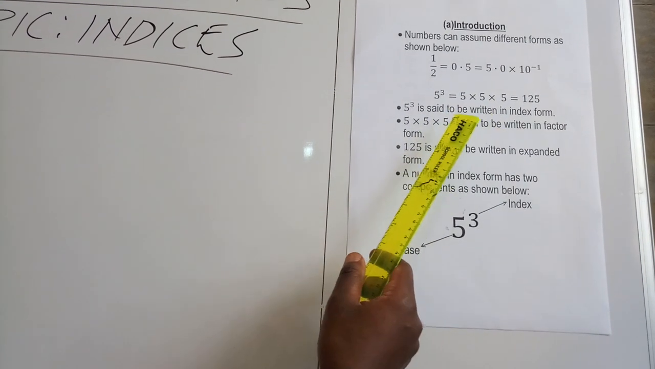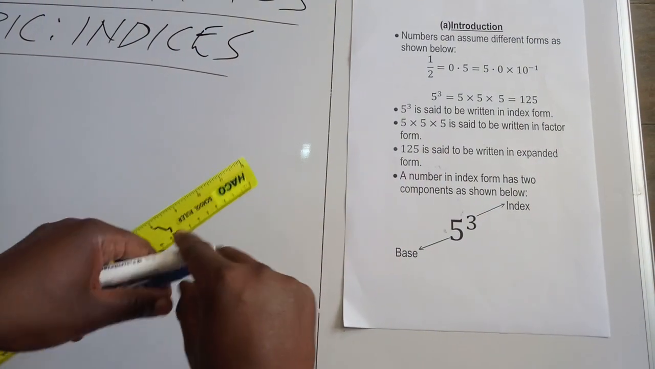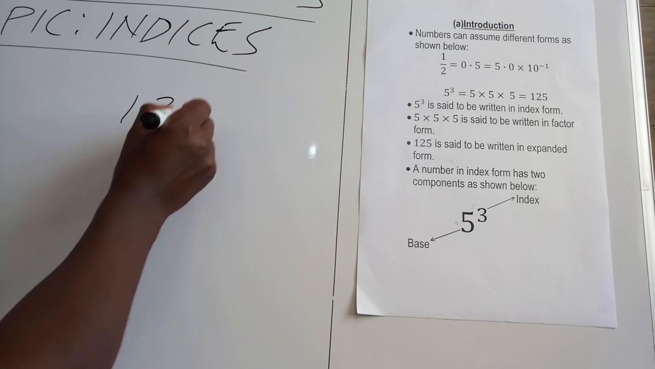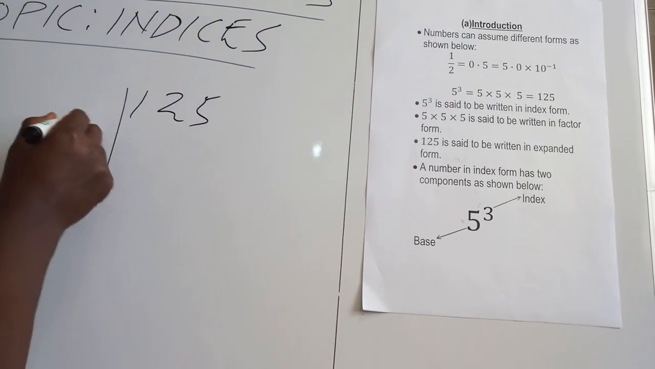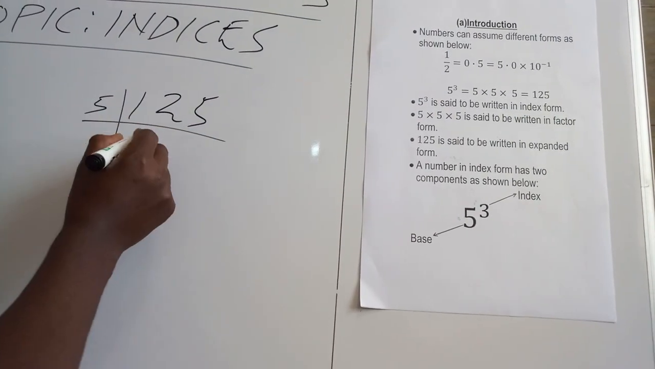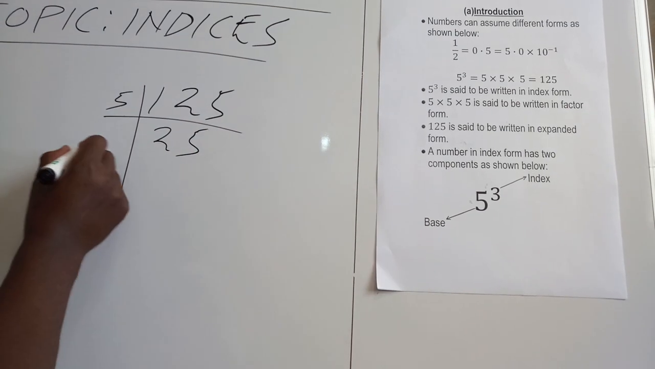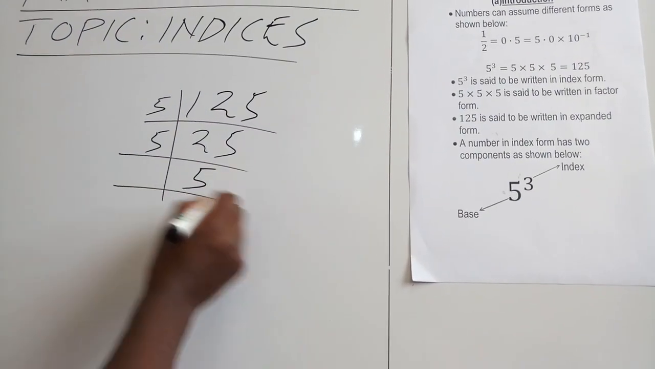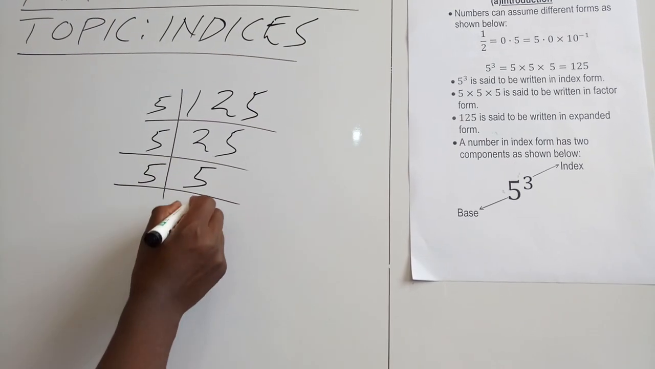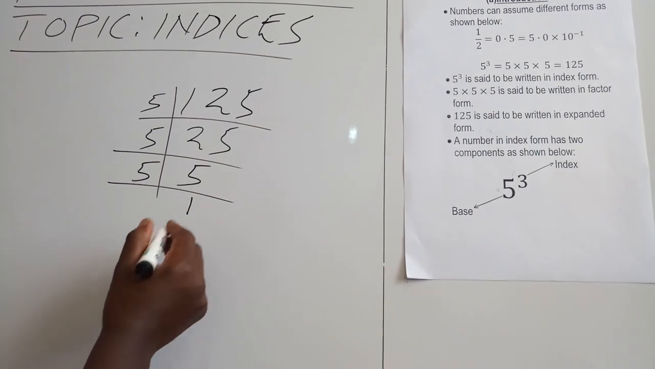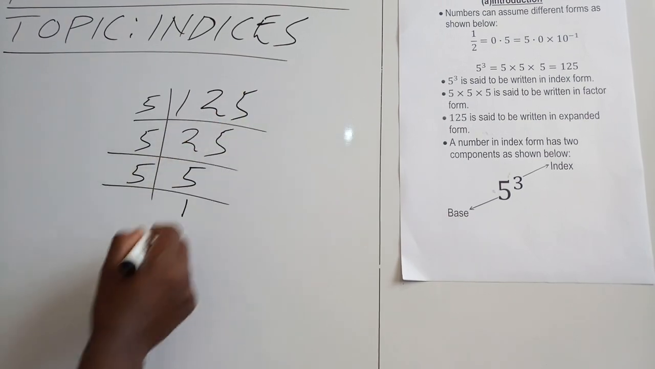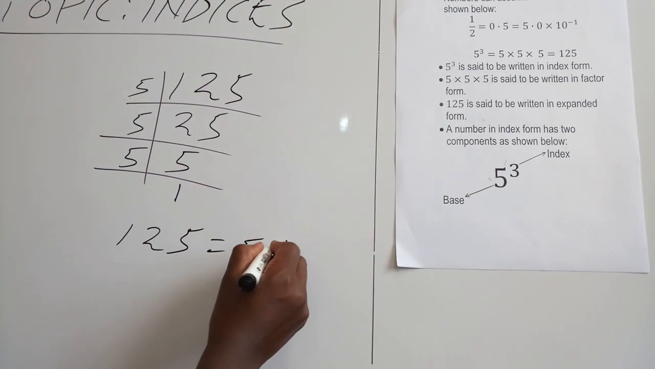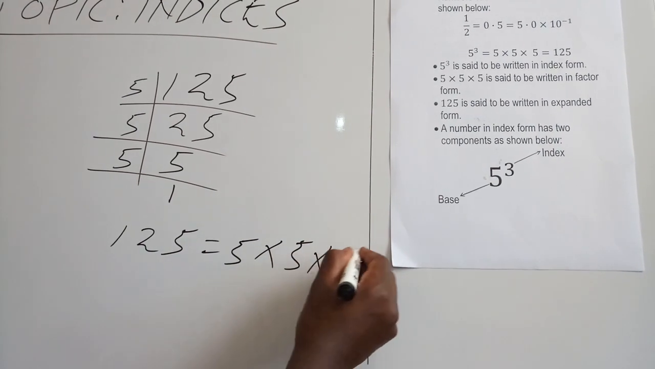Now, in case I'm given 125 and I need to get the 5, 5 and the 5 back, what do we do? We factorize. So we have 125. We argue that 5 goes there 25 times. 5 goes into 25 5 times. 5 goes into 5 1 time. So we are saying in the end 125 can be broken down into 5 times 5 times 5.